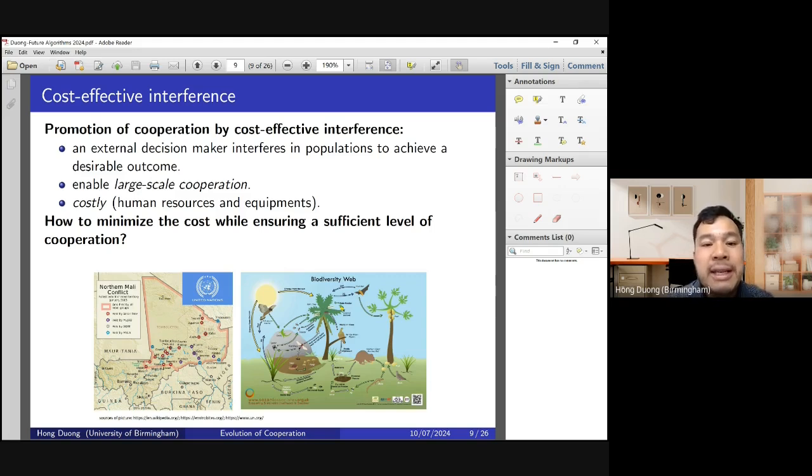Okay, so in this picture, you see here that the United Nations interferes in some war. And on the right-hand side, we see that humans interfere in a biological system to maintain, for instance, biodiversity. So because it is very costly, it is very important to ask the question of how to minimize the cost while ensuring a sufficient level of cooperation. That is the question that our research will focus on.